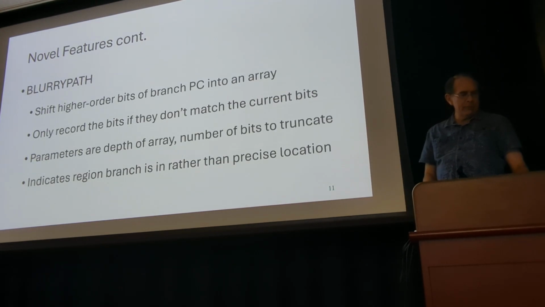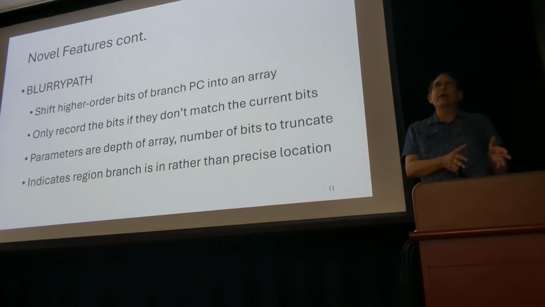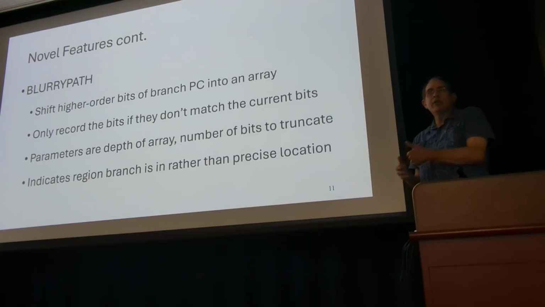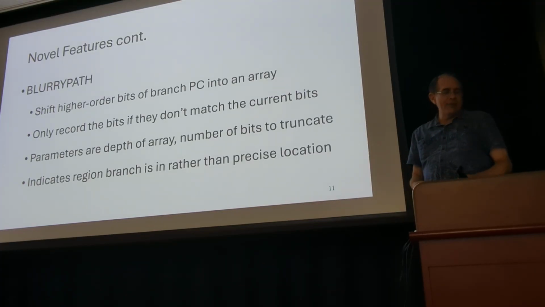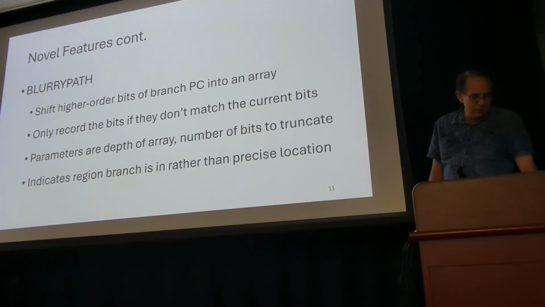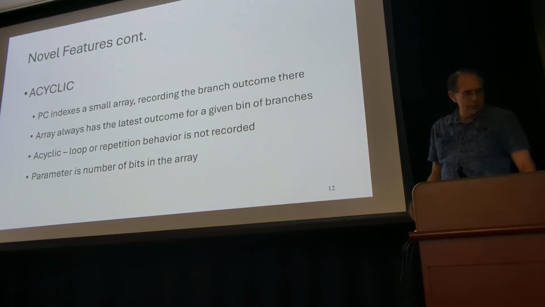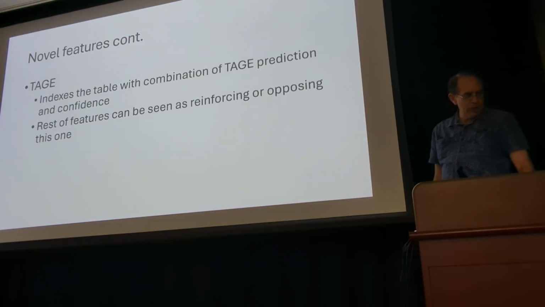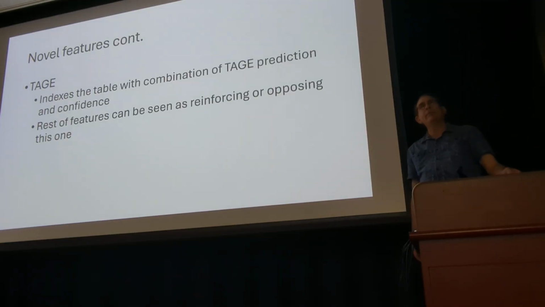Blurry path, this is something you can think of as the page history: which pages have we visited for different page sizes. That gives you an idea of where we came from rather than the precise branch history, and that can sometimes lead to improvement. This is another one that you can read about, Tage. So this is a new one.